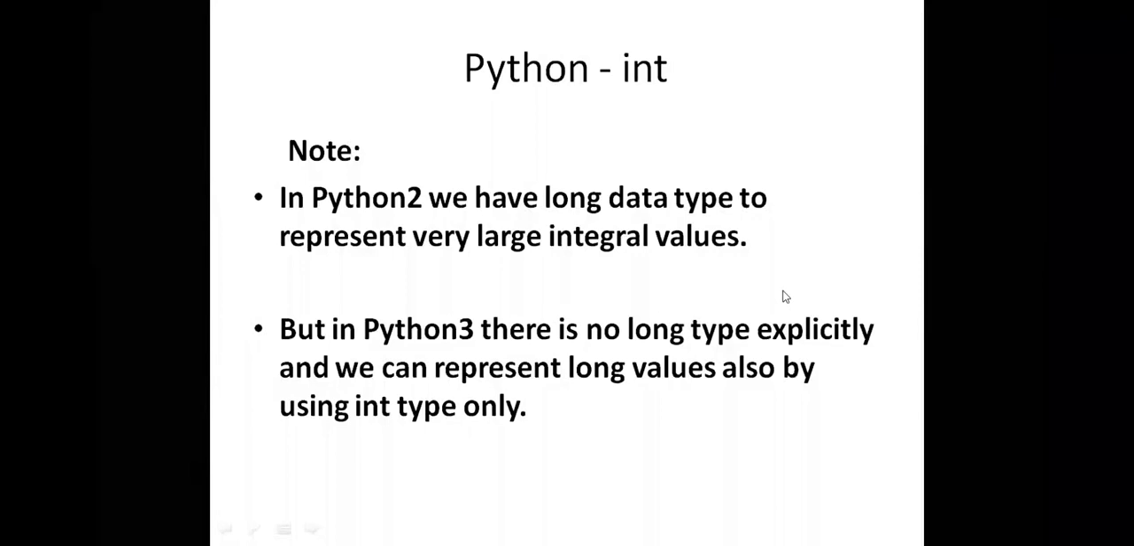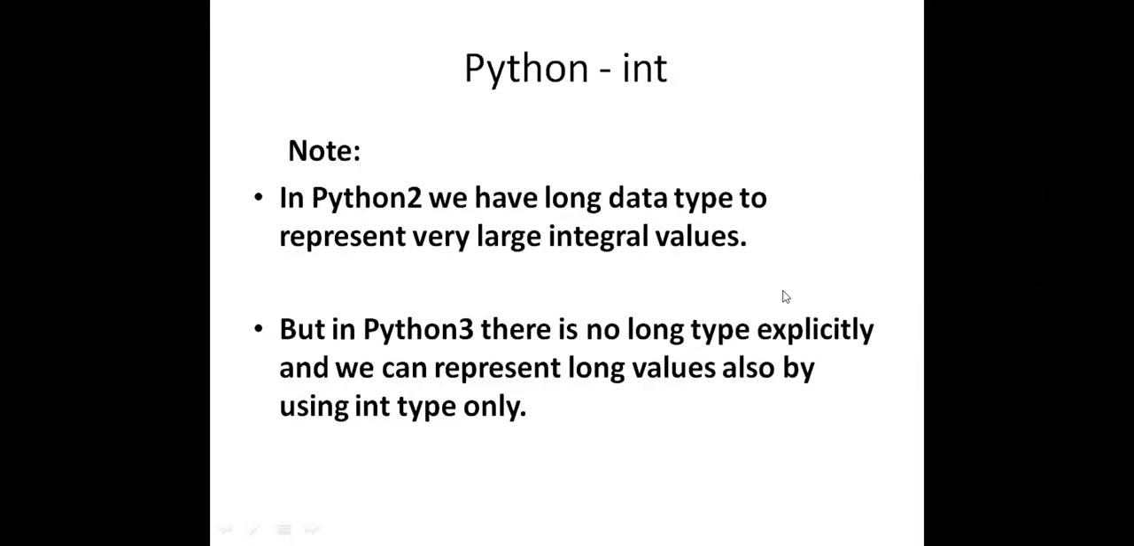In the previous class, I discussed integer. For integer, there is no differentiation. Only one integer, that means the entire number system you can put as an integer. That may be a small integer, a long integer, a negative number, or a positive number. Anything you can keep in an integer type.